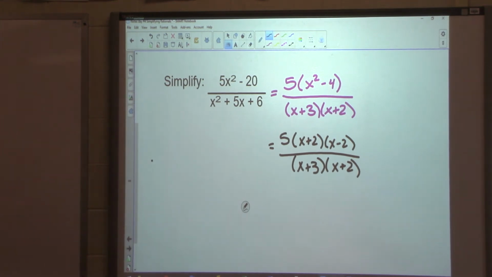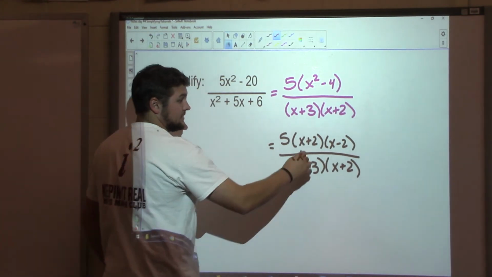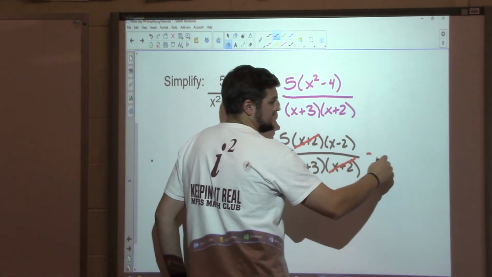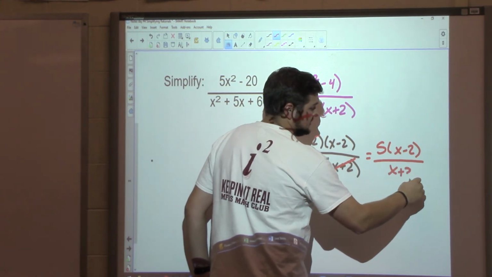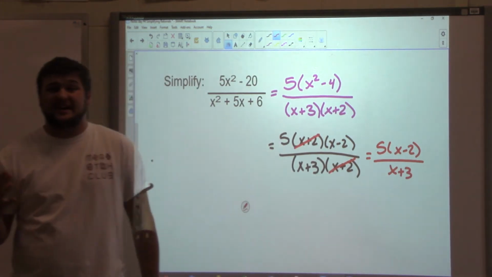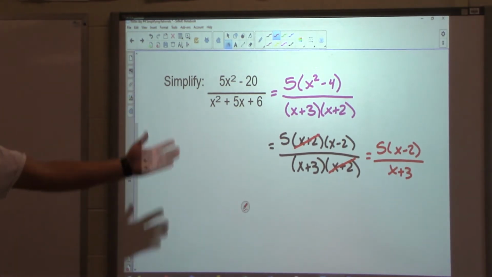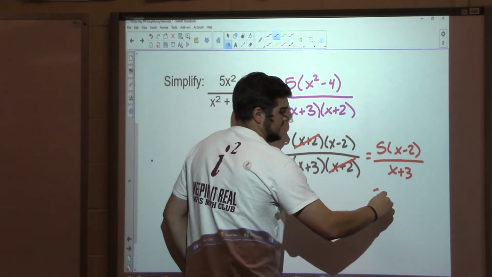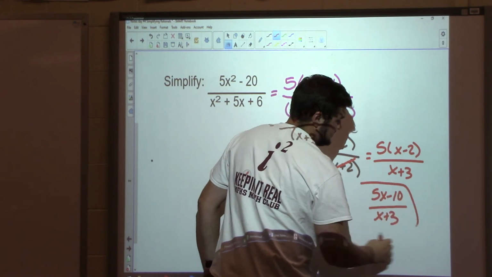Now I have a common factor in both my numerator and denominator. What is it? X plus 2. They cancel out. I'm left with 5 times x minus 2 over x plus 3. Is there anything else I can simplify? No. So, like I said, you can leave your answer like that. I have no problem with it. But I'm going to distribute it back through. 5x minus 10 over x plus 3.